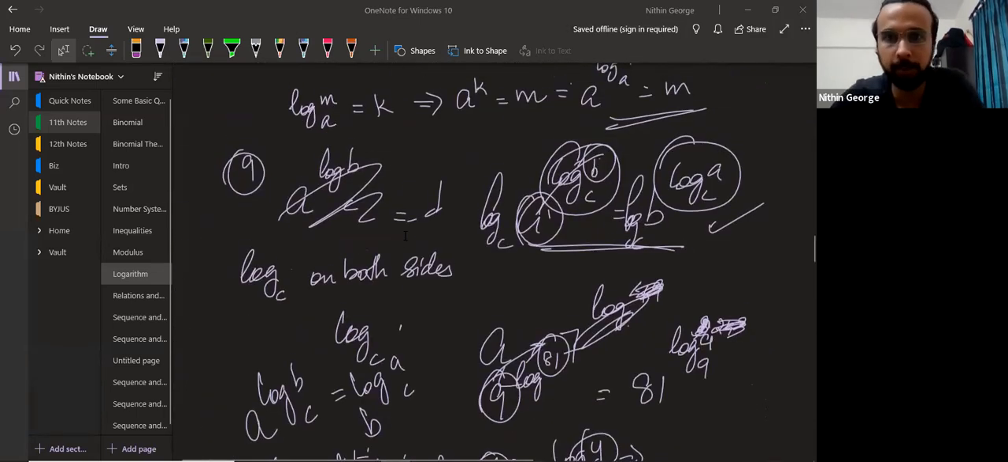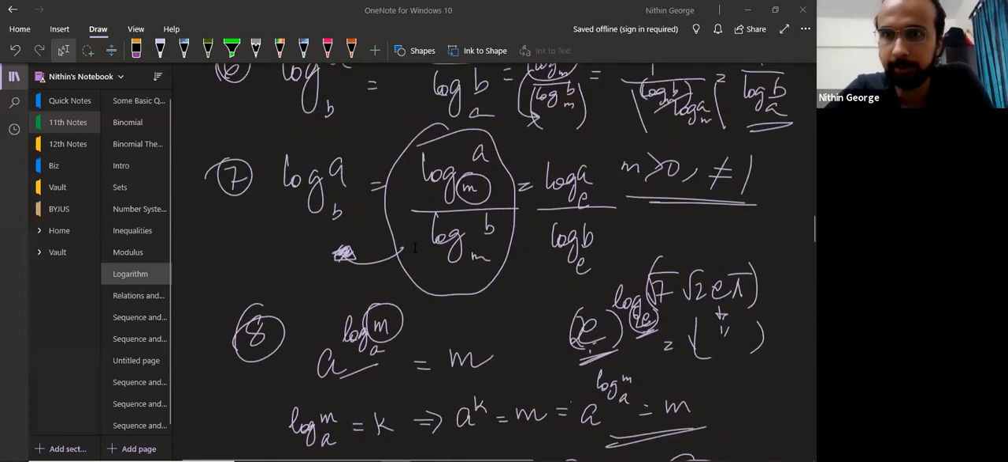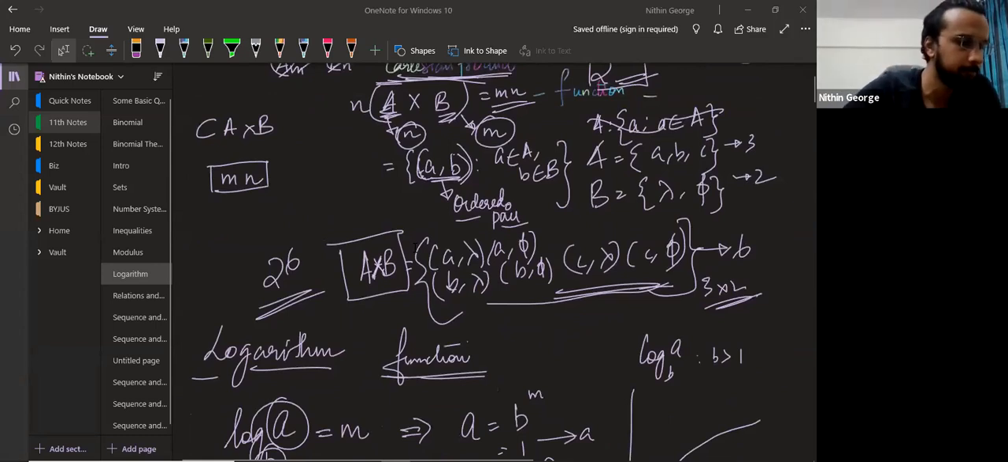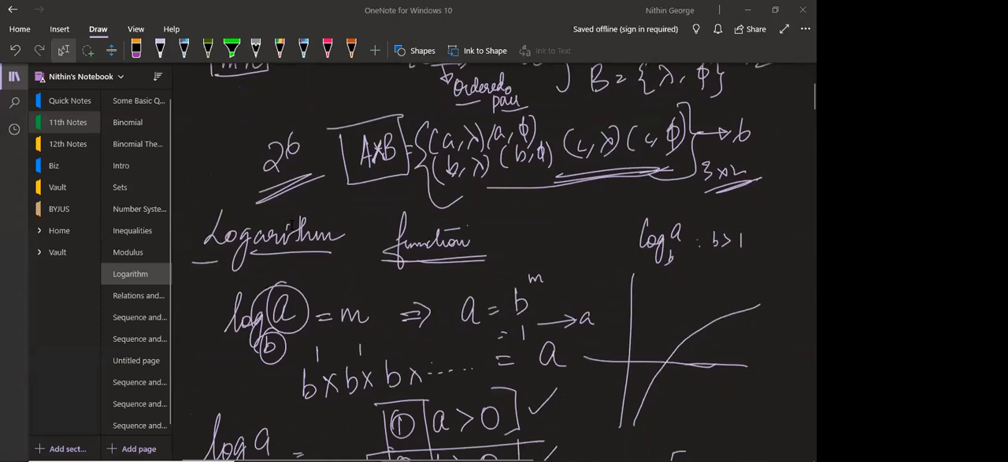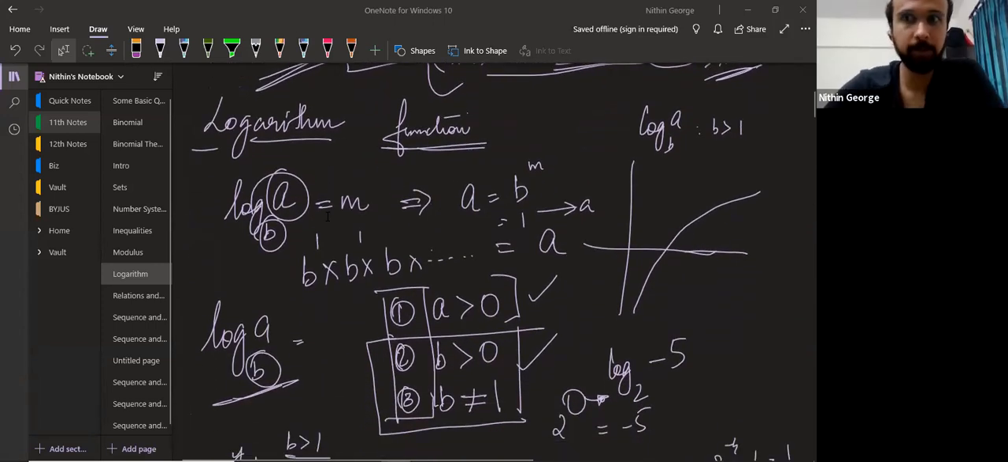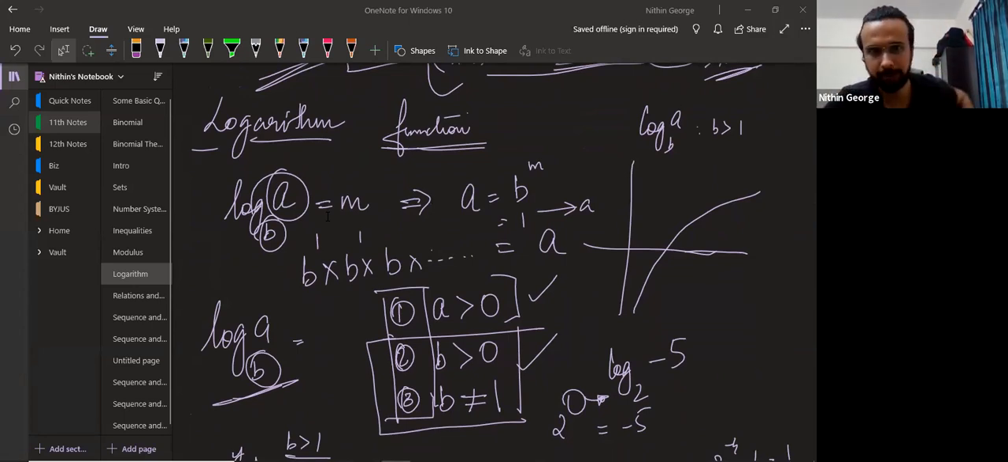Guys, let's just take a look at the properties we covered in the last class. We were doing logarithms, right? So, the first property we learned was that if I say log a to the base b equal to m, it only means that a is equal to b raised to m. That's the most important thing about logarithms. That explains a lot of the remaining properties actually.